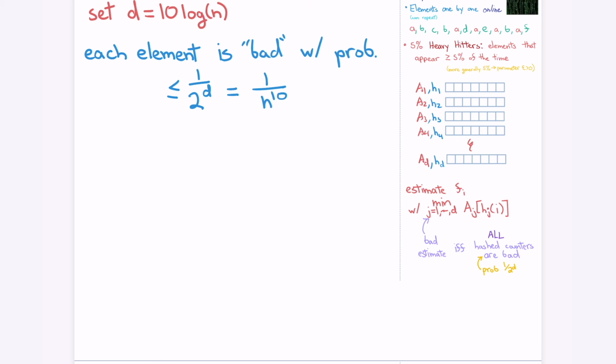So throw some constant in front of your log n, and that constant appears in the exponent. Double it, and it squares the probability. That's a very favorable trade-off for us.